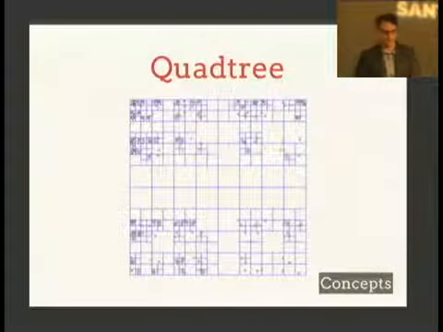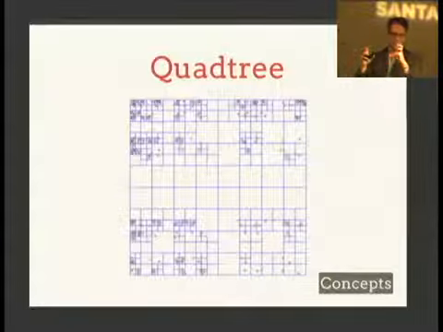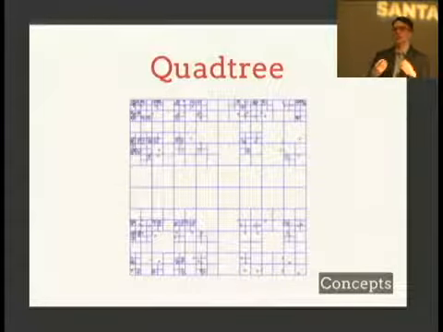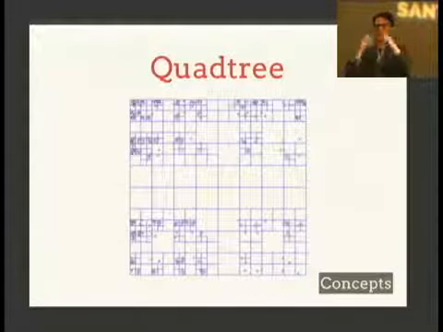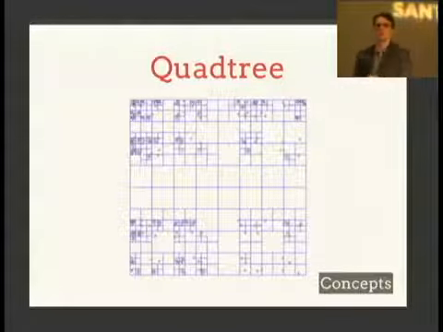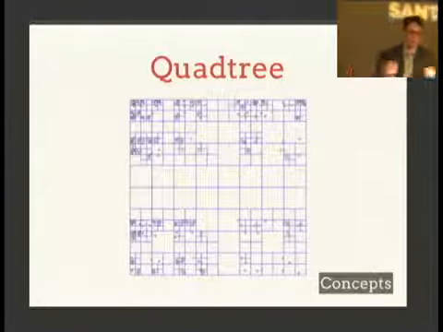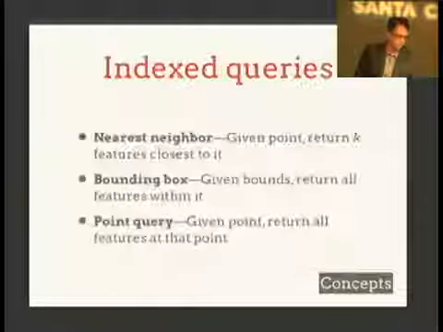But this is what a quad tree looks like. Again, dividing up a space recursively by quadrants. And so your probe would be, is my point in this quadrant, yes or no? And then you drill down until you find the subquadrant that the thing you're looking for is in.